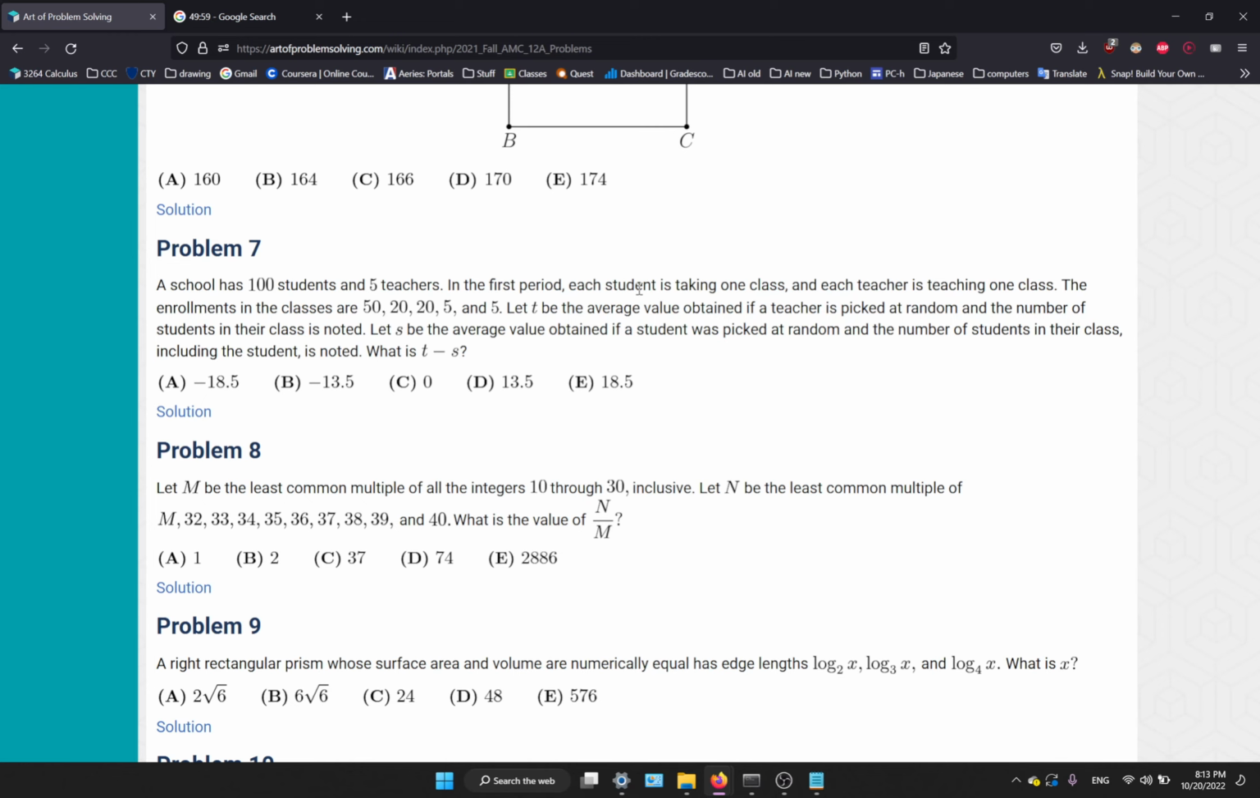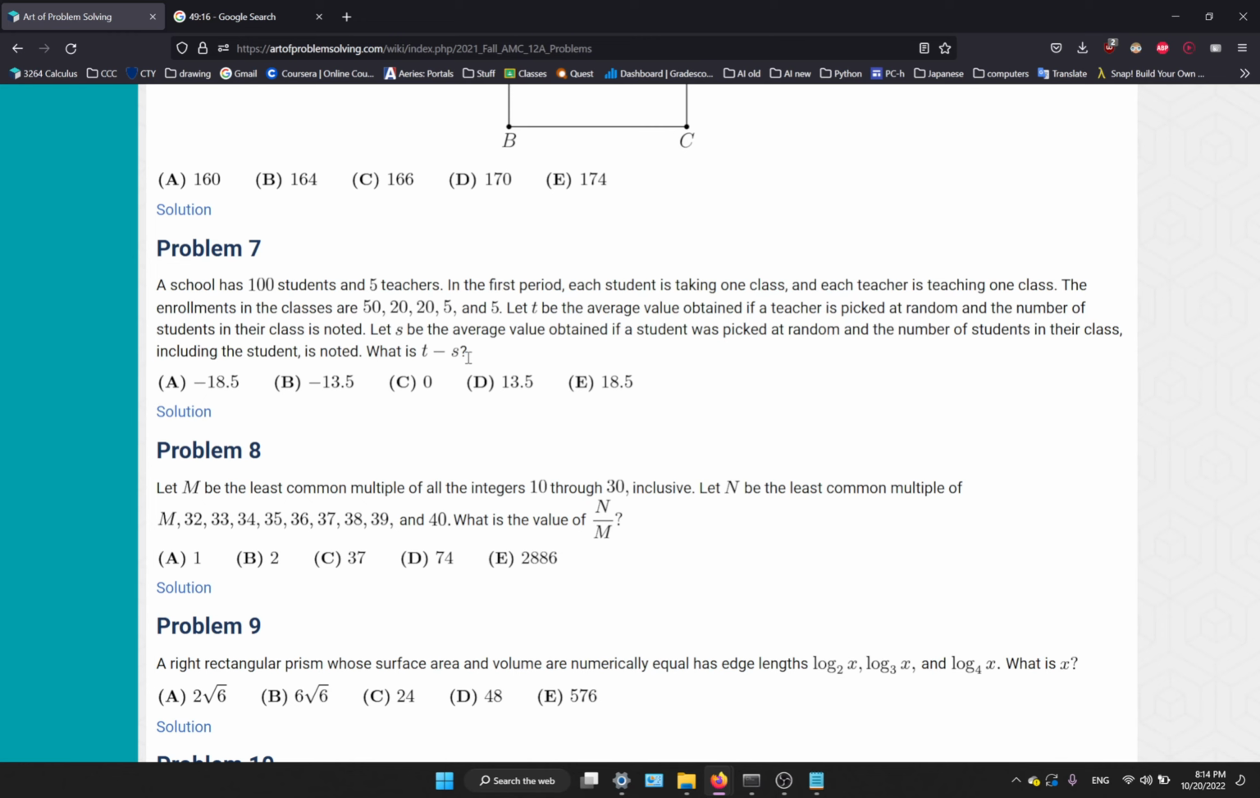So T equals 20. Let S be the average value obtained if a student was picked at random and the number of students in their class, including the student, is noted. So now we're having weird probabilities. We have 50 over 100, that's the chance of picking a student from this class, times 50. And then for this one, we have 20 over 100 times 20, and 20 over 100 times 20 again for the next class. 5 over 100 times 5, and then finally 5 over 100 times 5. And then we have to add all of these up.